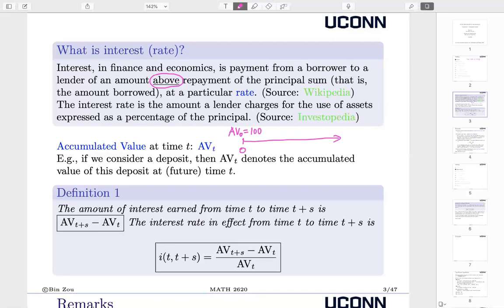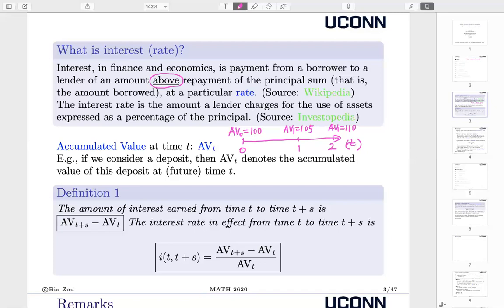is 100. So maybe in 1 year, this loan goes to 105, right? So in year 2, it may go to 110. So basically, AVt checks the value of a specific account, a specific loan, or a specific mortgage, etc. So the subscript is, you can think of that as time, okay? So subscript is time, and AVt is nothing but the value at the given time, okay?